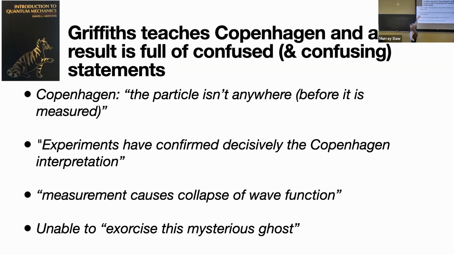This statement by Griffiths is something a lot of people think: experiments have confirmed decisively the Copenhagen interpretation. That's just not true. It's something you can see and hear a lot, but it's just not true. Specifically, the wave function collapse. The Schrödinger equation, yes, not the collapse.